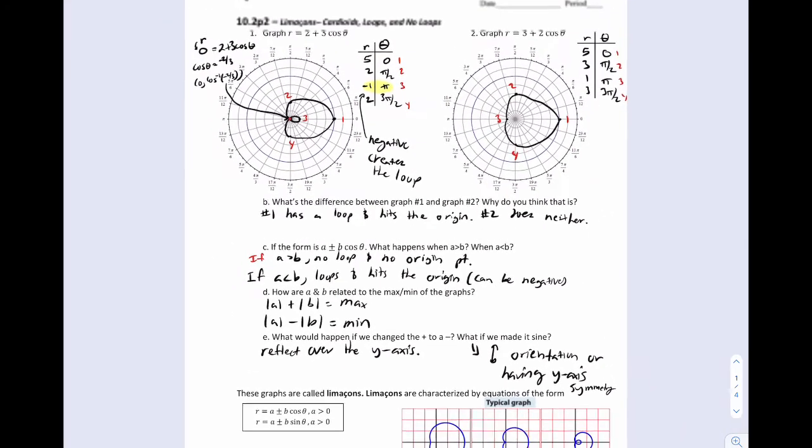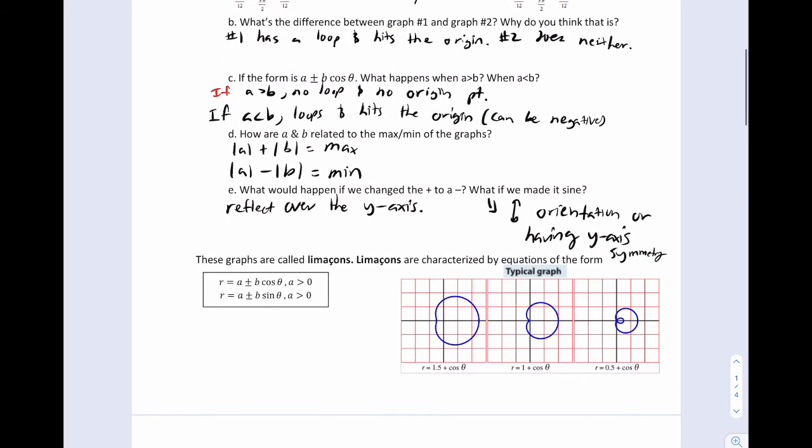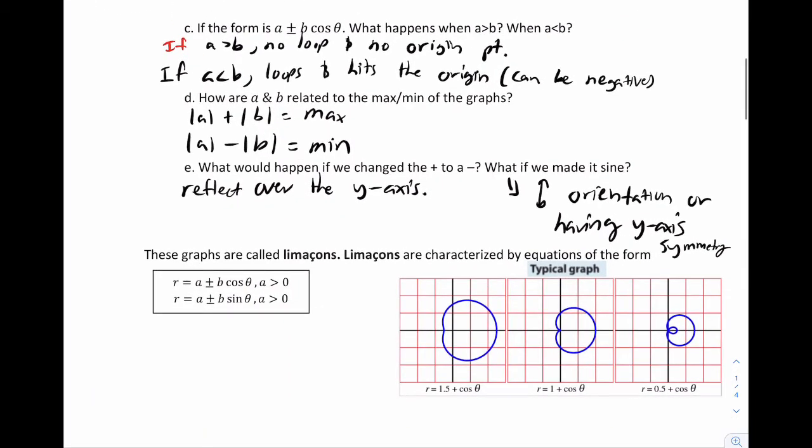Okay, so those are the discussion questions. Hopefully, as you're going through this, you kind of hit some of those points. A little bit of reading here. These graphs are called limaçons. That's a French word. And limaçons are characterized by equations of the form a plus or minus b cosine theta, or a plus or minus b sine theta. A is typically positive, but you can play with that. To make it easier, I'm just making all of them positive for this worksheet.